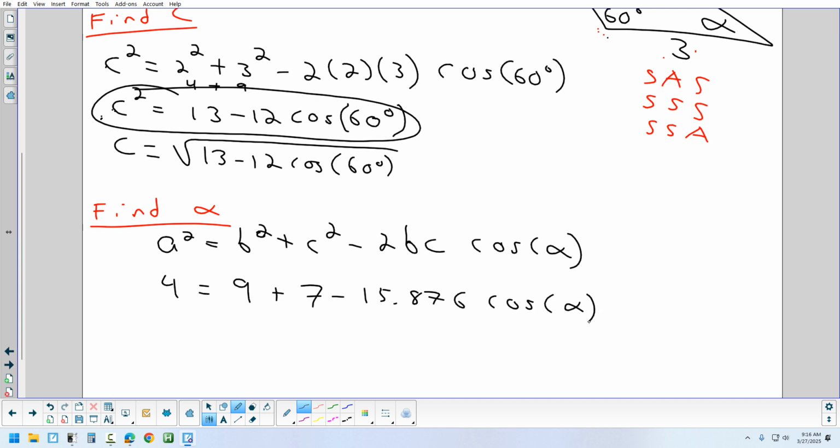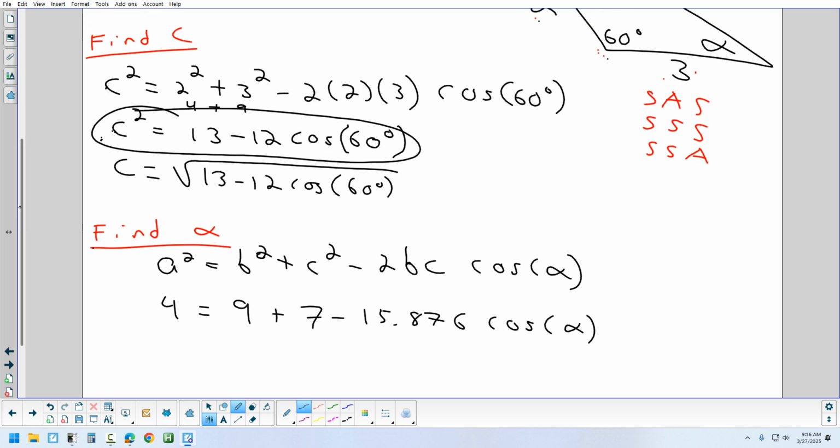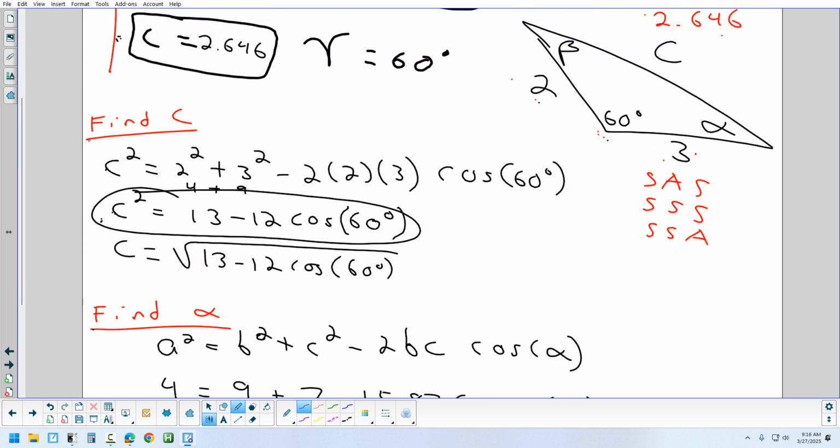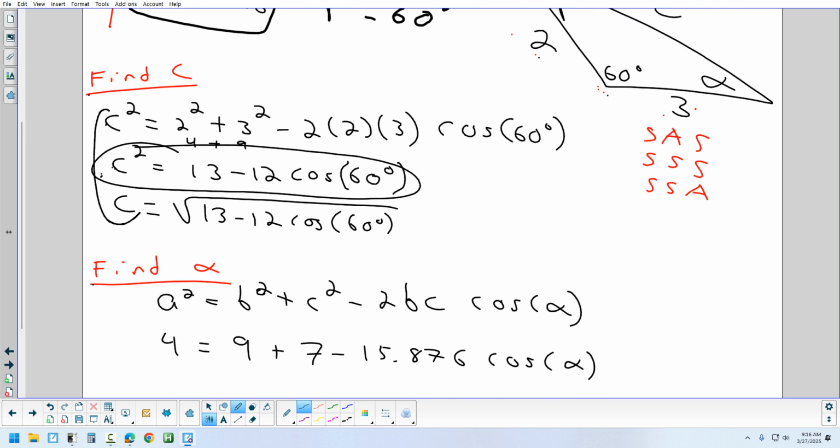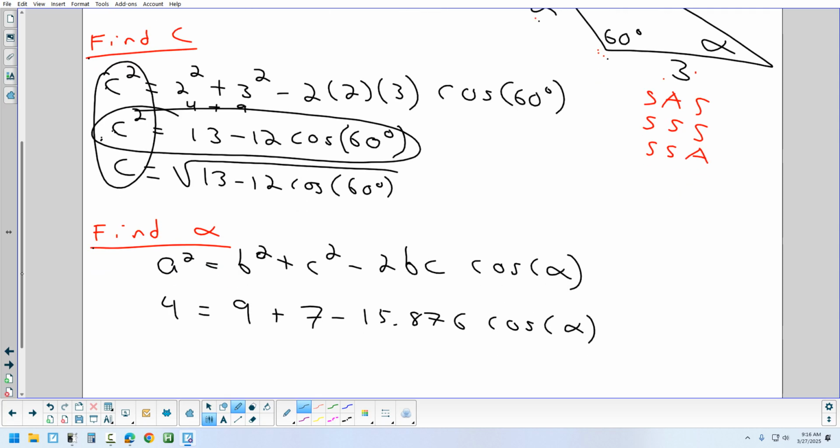So now, what's different about finding an angle compared to finding a side? When you found a side, the side is pretty much by itself. When you find an angle, it's not. It's as not by itself as possible. Everything is over with the alpha. We need to move everything away from it.